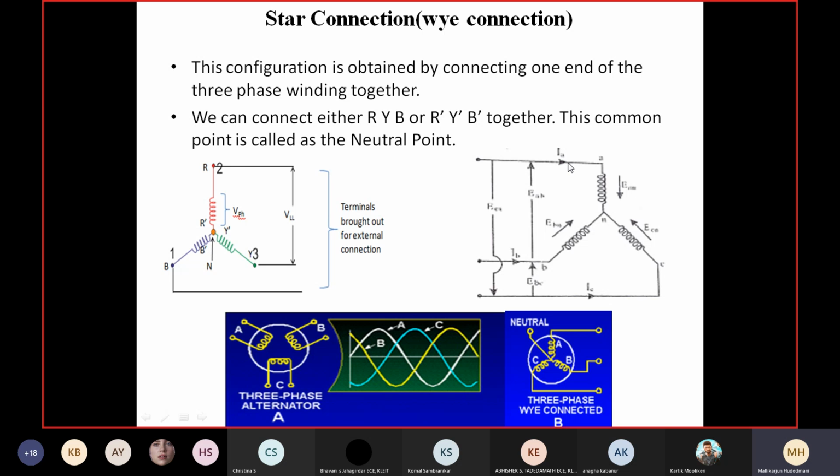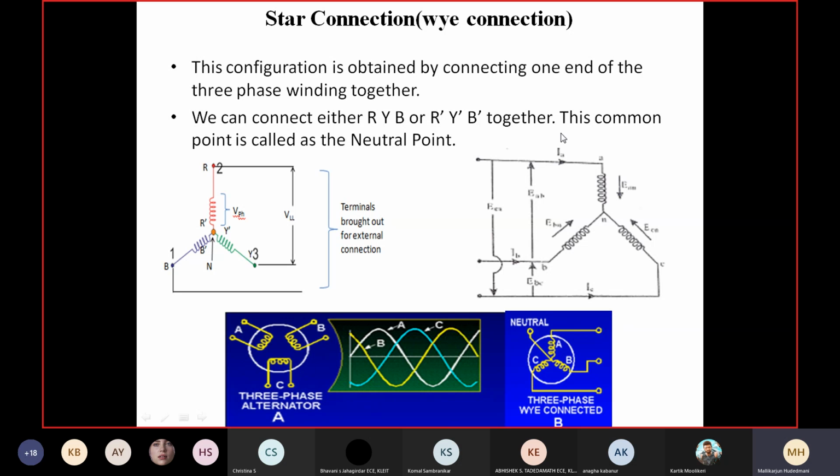Now I mentioned line current and phase voltages. What about the phase current? If IA enters here, where will it enter? It will enter the phase current phase group here. Therefore, line current and phase currents are one and the same. There is no distinction between I line and I phase. Both are one and the same. But voltages are not the same. We will see one by one.